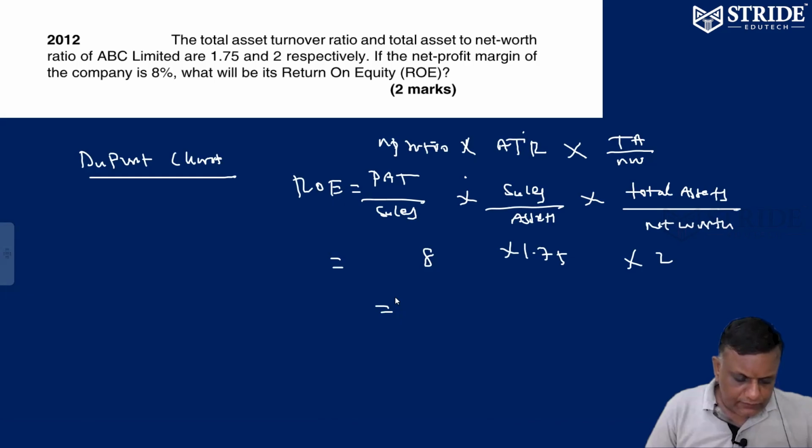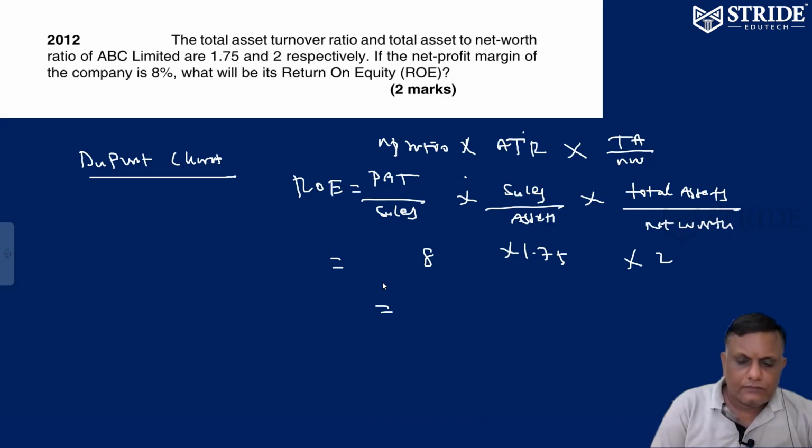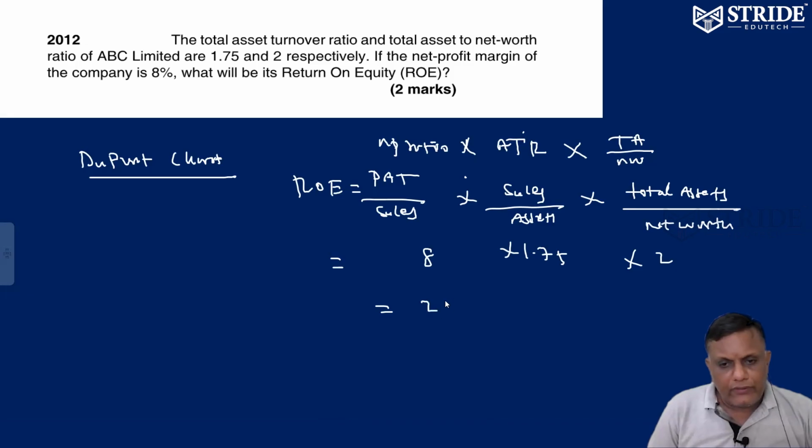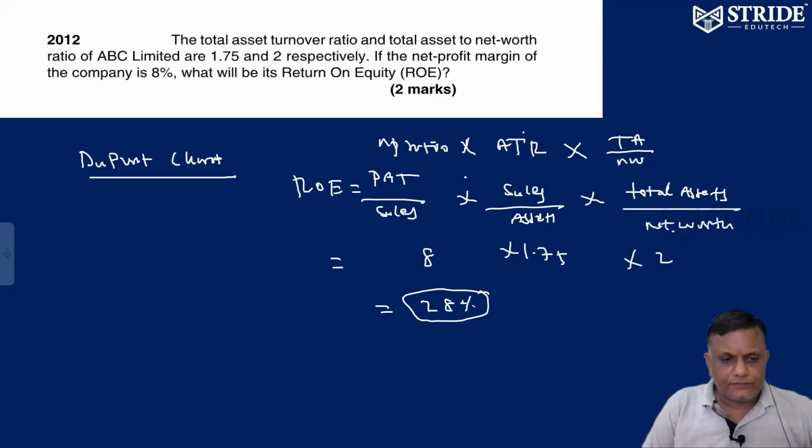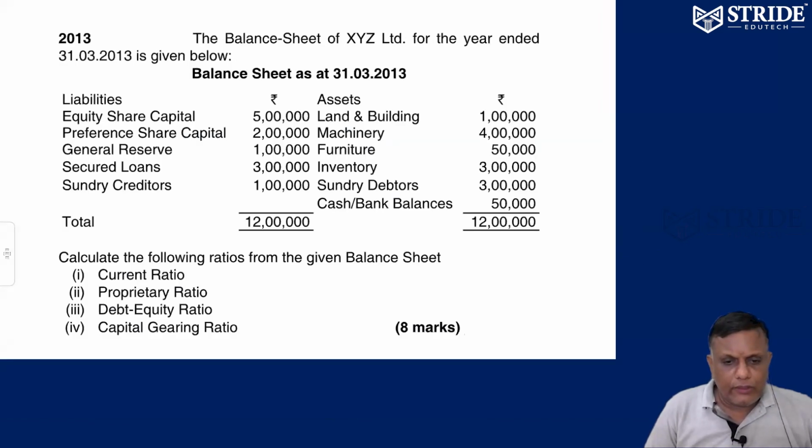Can you multiply all three? So 8 into 1.75 into 2 is 28%. So ROE equals 28% by using the DuPont chart. Return on equity: sales by assets, assets by net worth, PAT by sales, that is equal to 28%. That's it. Let's see the next one, the 2013 paper.